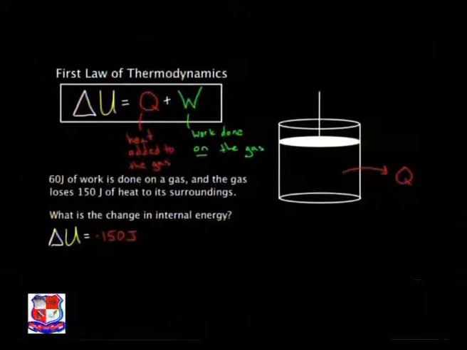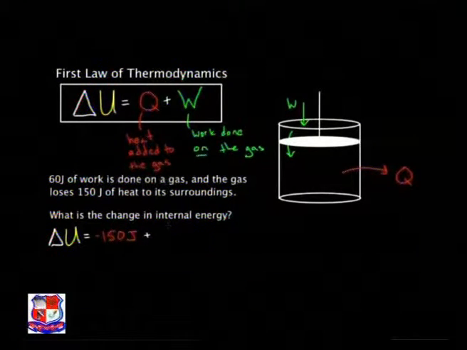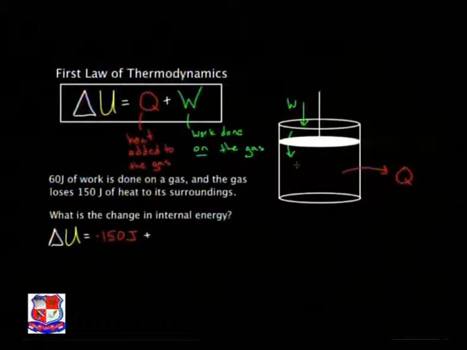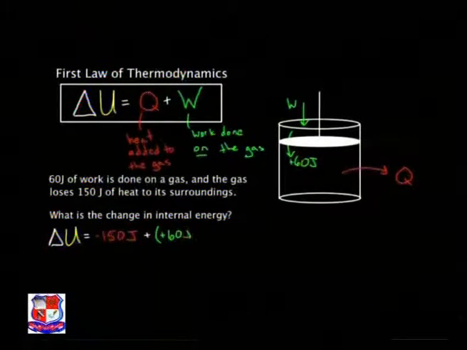It's negative 150. And then plus, all right, how much work was done? It says 60 joules of work is done on a gas. So that's work done on the gas. That means it's a positive contribution to the internal energy. That's energy you're adding to the gas. So 60 joules has to be positive. And so this is plus, the work done is positive 60 joules.